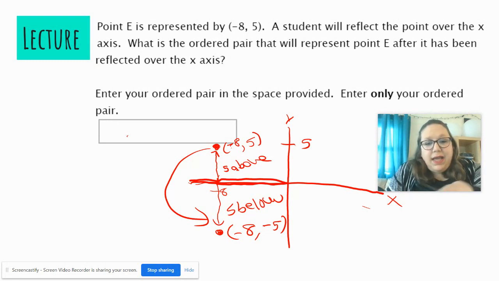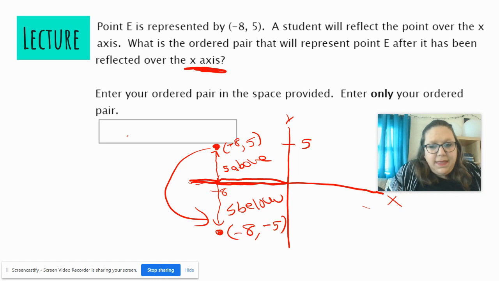If it went over the y-axis, we'd be going the other way, but it says over the x-axis. That's very important, which axis you're going over. So I would always underline that first so you know which axis you're going over. And again, since we're going over the x-axis, since it's a point, the original point is 5 units above, the other point would be 5 units below, so it would be at -8, -5.